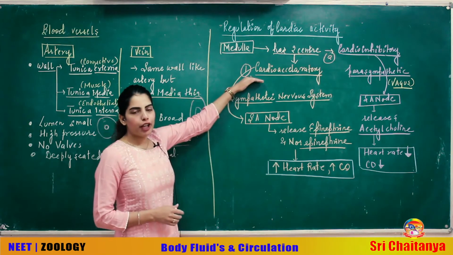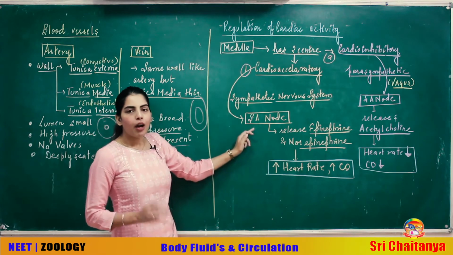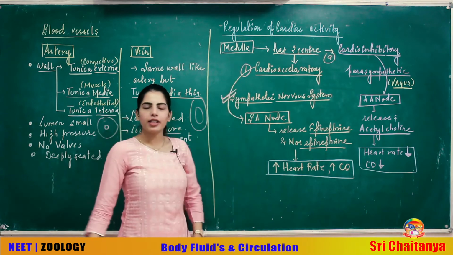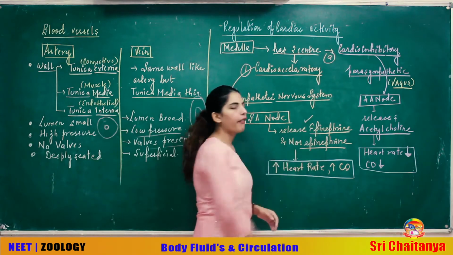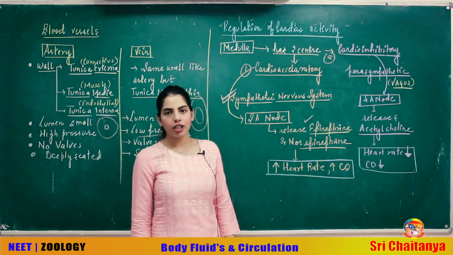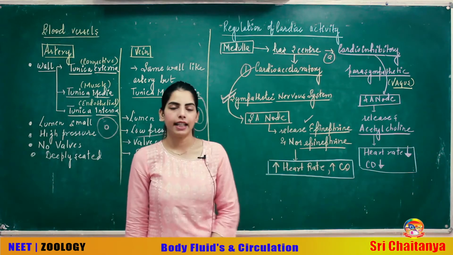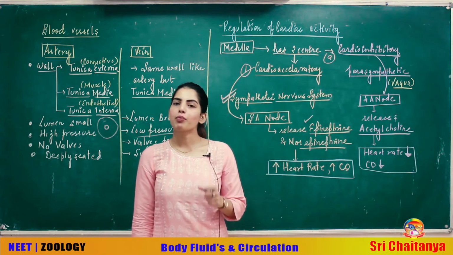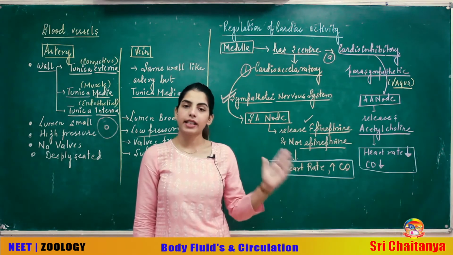From the cardio-acceleratory center, signals are reaching your SA node of your heart. When the sympathetic nervous system is in action, it acts upon the SA node. It releases epinephrine and norepinephrine, also called adrenaline and noradrenaline. When this acts upon the SA node, your heart rate increases. And you know that when your heart rate increases, your cardiac output also increases. That's the action of your sympathetic nervous system.